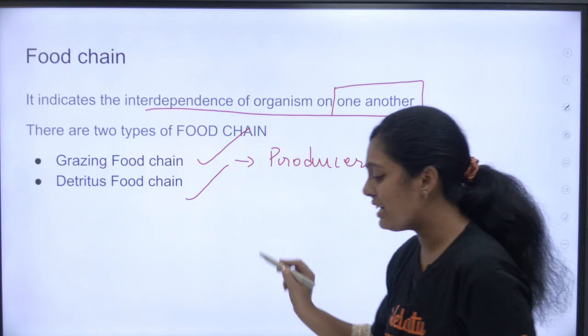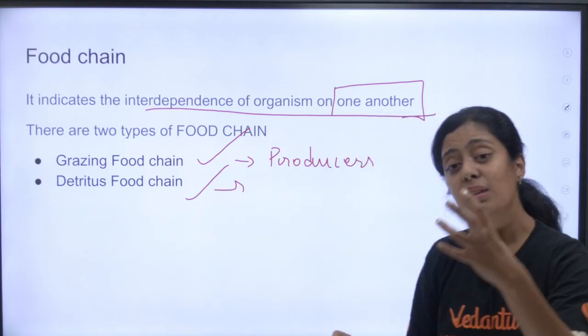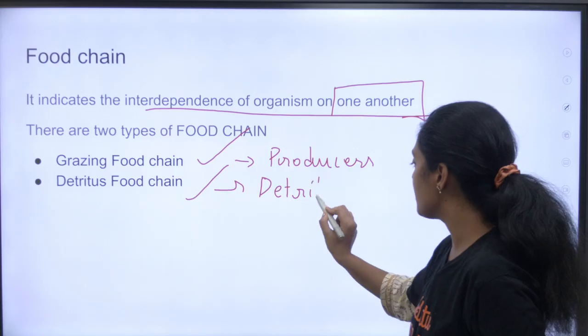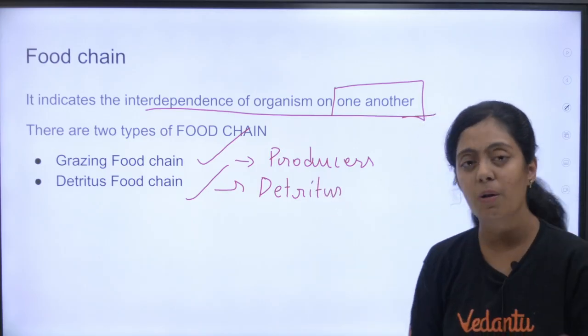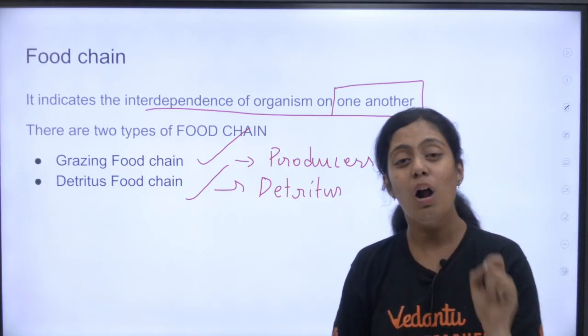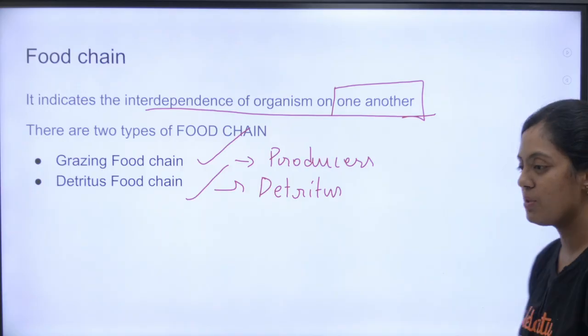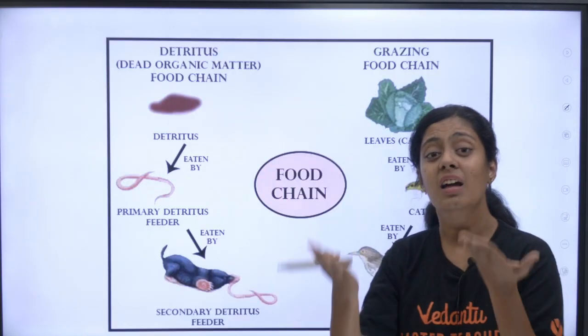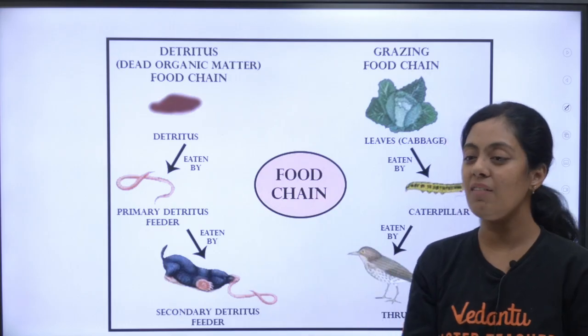Then what is the detritus food chain? Here the first trophic level is occupied by detritus, okay. So this is very important, an important 3-mark question: what is a food chain, what are its types? Food chains are important because they help in maintaining the ecological balance of the environment, okay.